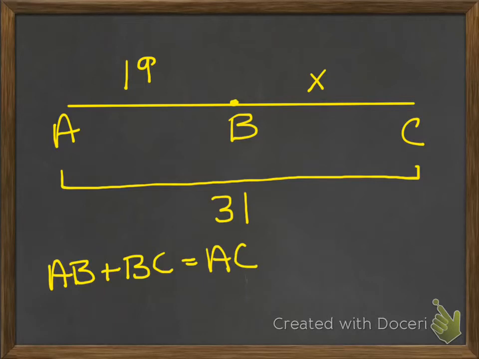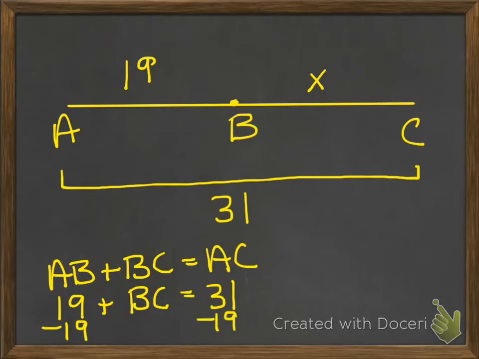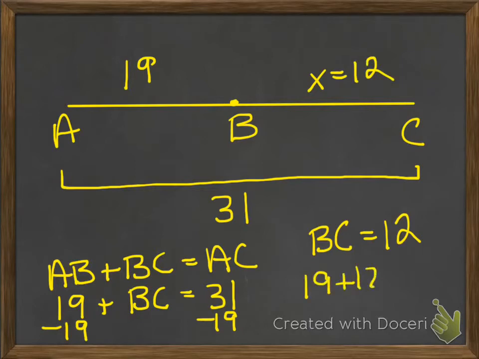Okay, so all we're going to do is start plugging stuff in. So AB is equal to 19 plus BC, we don't know what BC is, equal to 31. So if we subtract 19 from each side, we get BC is equal to 12. So we're saying that this is equal to 12. Okay? Then we check it by knowing that 19 plus 12 should be equal to 31, and 31 is equal to 31. Therefore, that's correct.